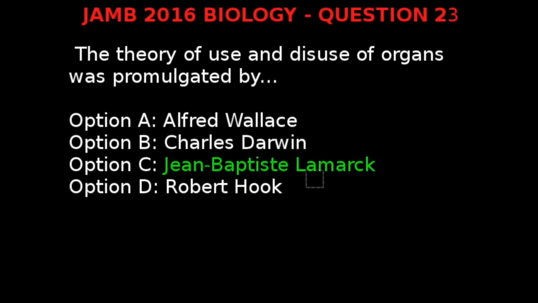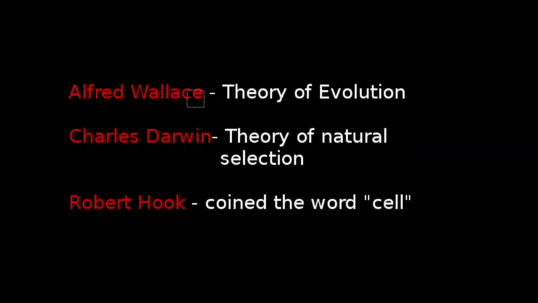So now that we've known that Jean-Baptiste Lamarck promulgated the theory of use and disuse, let's look at what the other names are known for. Alfred Wallace is known for the theory of evolution. Charles Darwin is known as the man that promulgated the theory of natural selection. And Robert Hooke is known for his work on microscopy and as the man that coined the word cell.